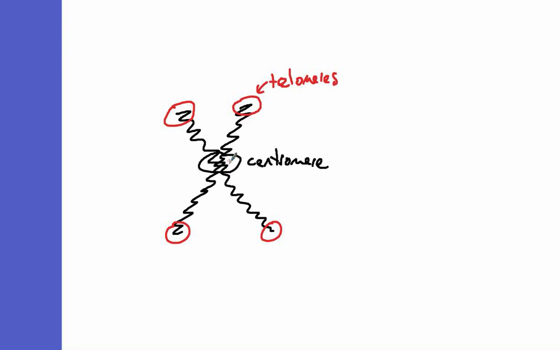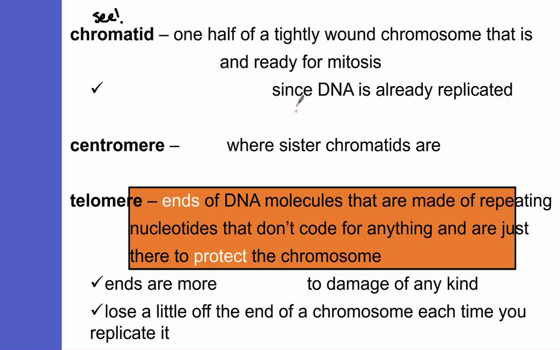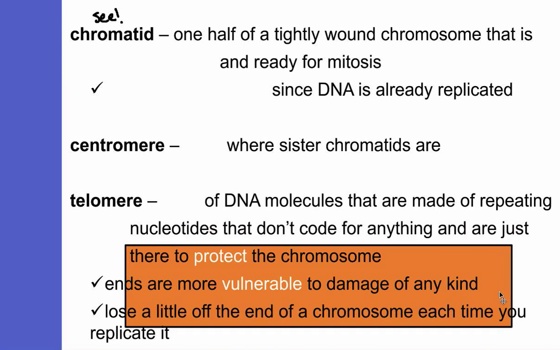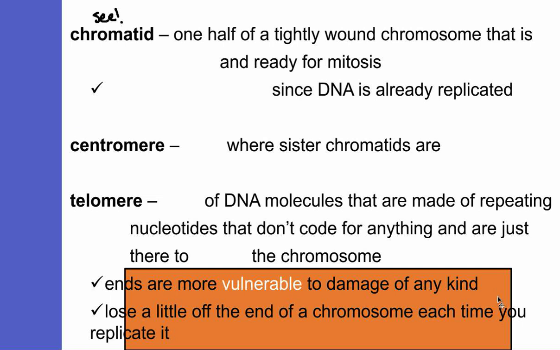So the centromere holds them together. That's just that central point where they're connected. And then the telomeres are on the ends of those chromosomes because that's where the damage is most likely to occur, right? As an added note there, the ends are most vulnerable to damage of any kind, so you have to protect them. But it also says down at the bottom there that you lose a little bit off the end of a chromosome every time you replicate it, right?